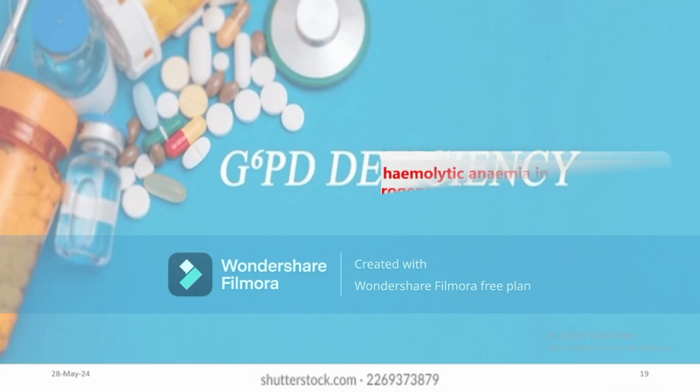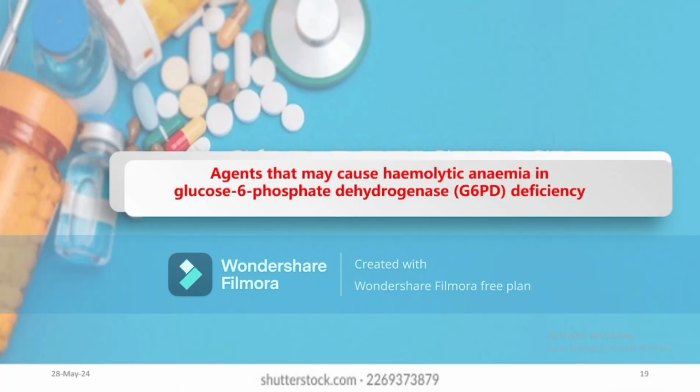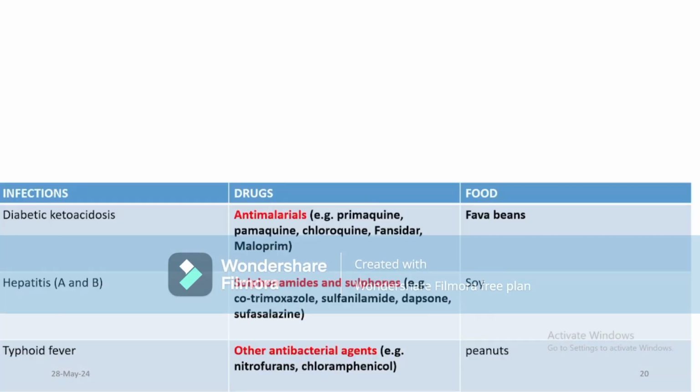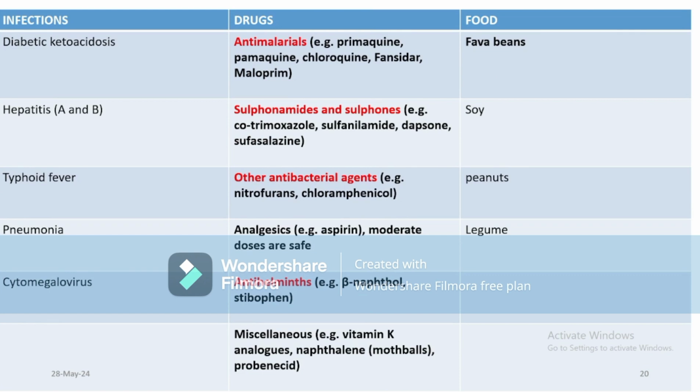Chronic hemolytic anemia. There are some agents that may cause hemolytic anemia in glucose-6-phosphate dehydrogenase deficiency. Some of the agents are infections. One common infection that we talk about is diabetic ketoacidosis. DKA is the hallmark of type 1 diabetes, where there is an increased level of glucose and ketones. Of course, it can be acetoacetate, hydroxybutyrate, all those ketones in urine.